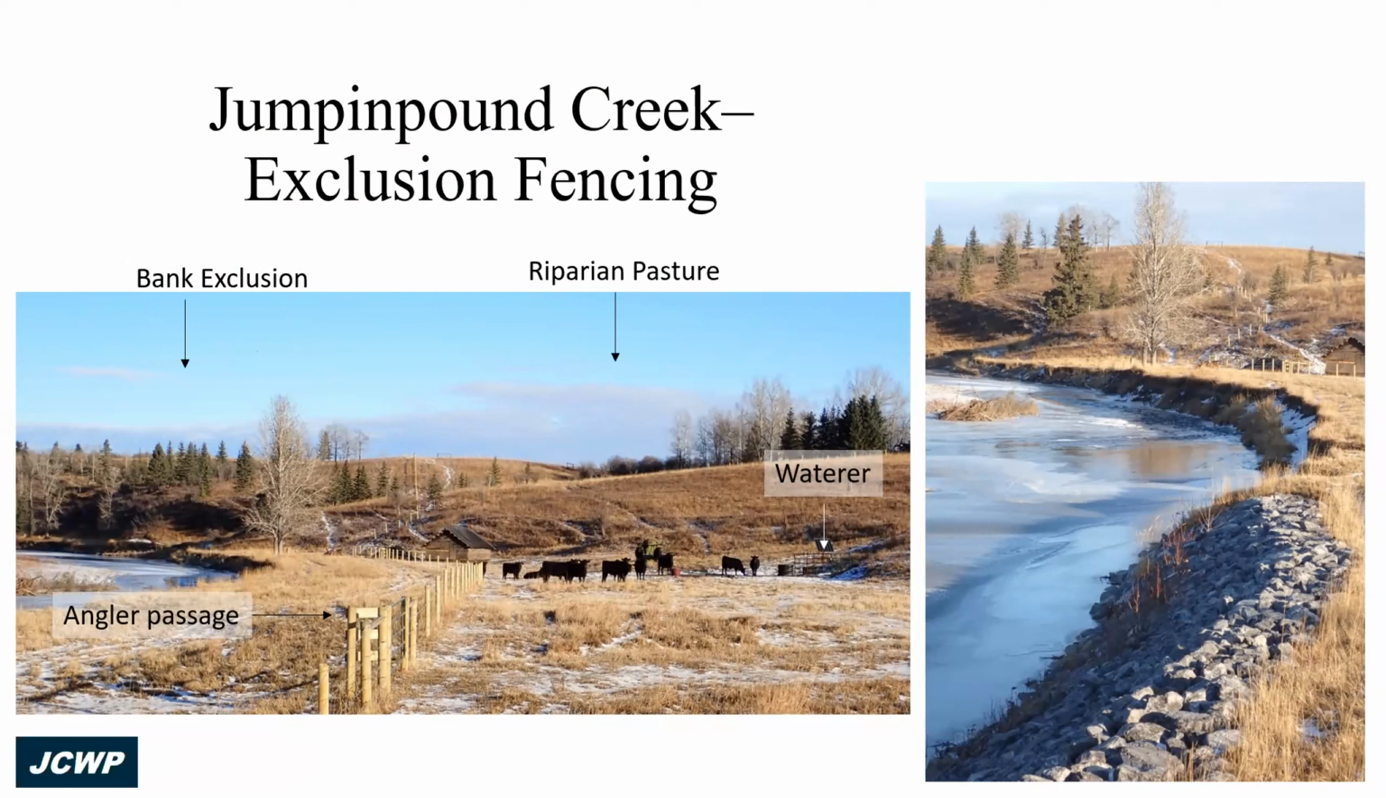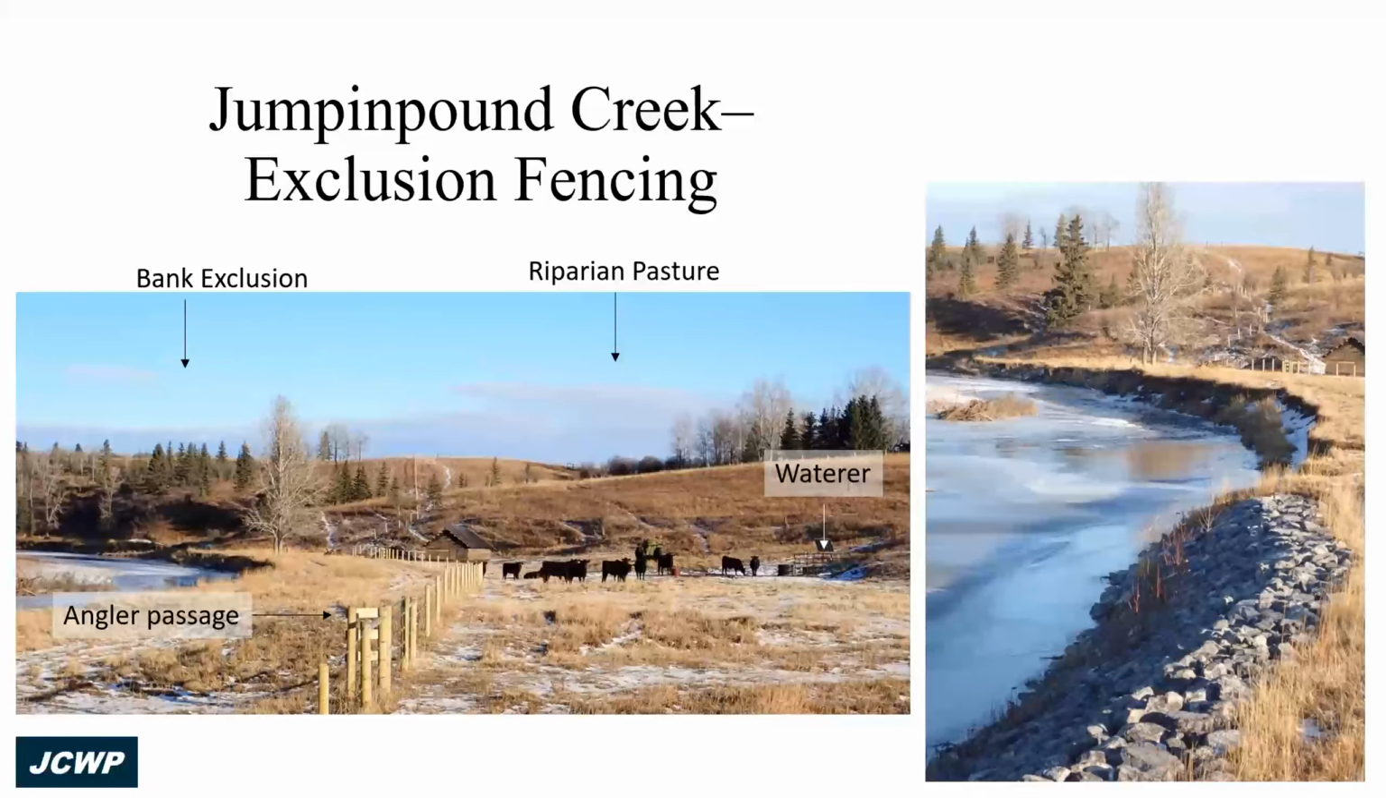So this is a site on Jumping Pound Creek, and basically a couple years ago, the Jumping Pound Creek Watershed Partnership, working with a Watershed Resiliency and Restoration Program grant, helped do some fencing. And they created basically an exclusion zone next to the stream bank, and also a riparian pasture, so further back, allowing grazing and providing off-site watering, again, to give that rest near the water to maintain water quality.